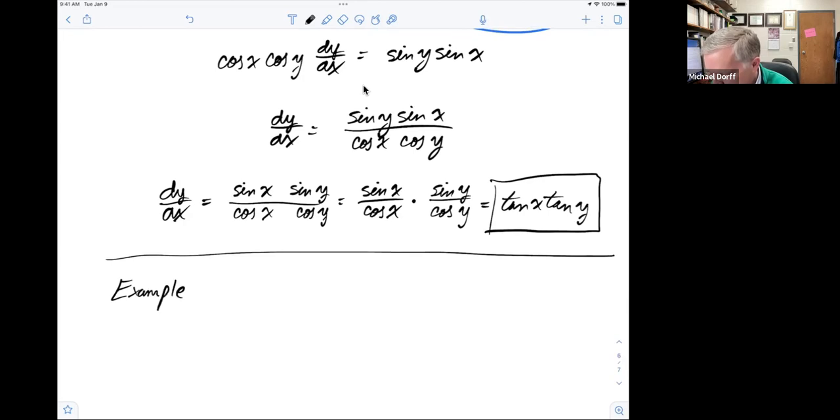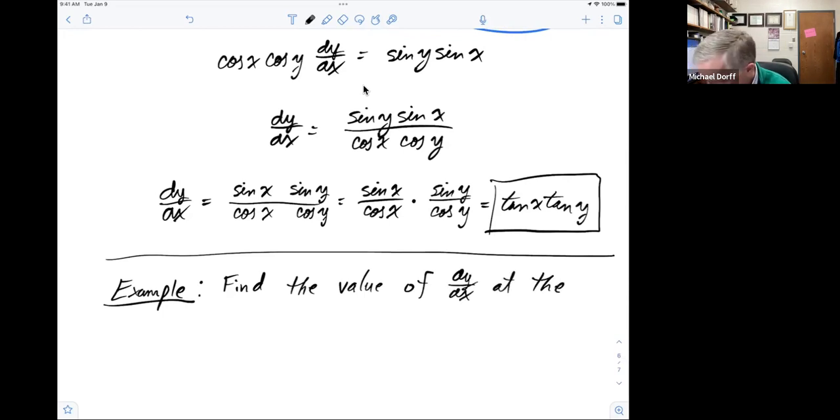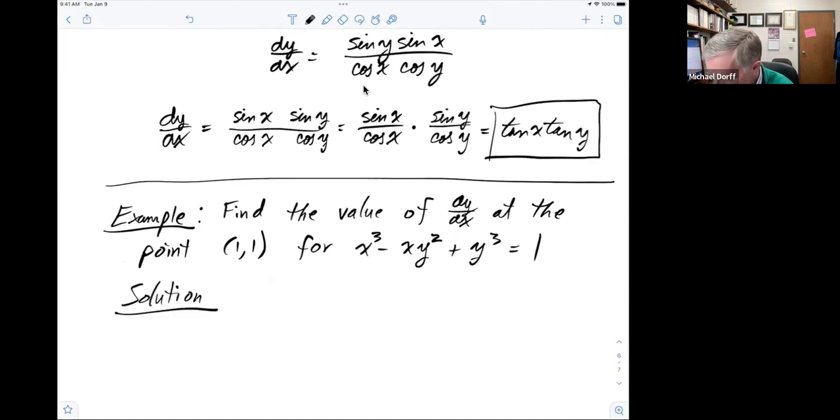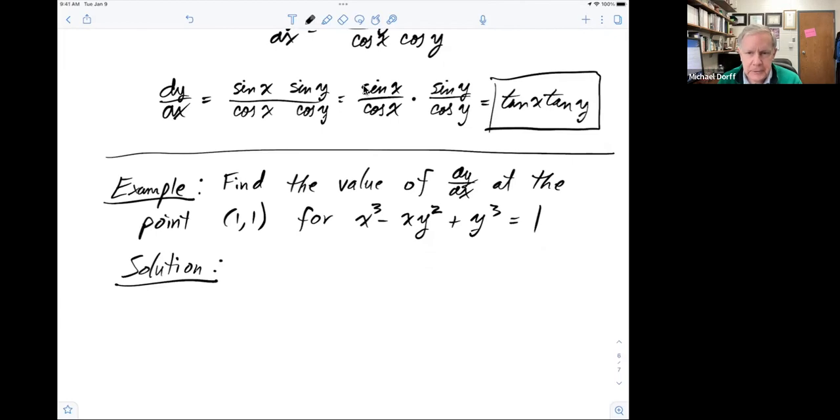So when we take this derivative, what does it actually mean? So here's a problem written a little differently. Find the value of dy dx at the point 1, 1 for x cubed minus x times y squared plus y cubed equals 1. Okay, so I'm going to again find the derivative, but once I find the derivative, then I'm going to plug in the points x equals 1, y equals 1, and then that will give me the value of dy dx at that point, which in other words means it's the slope of the tangent line at that point.